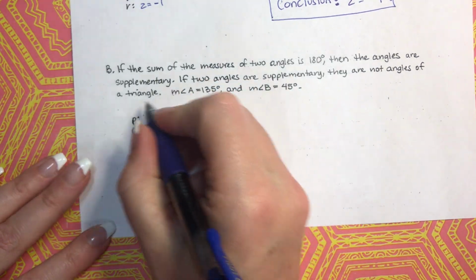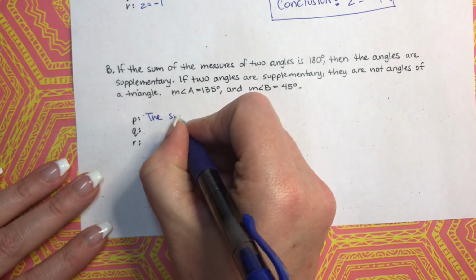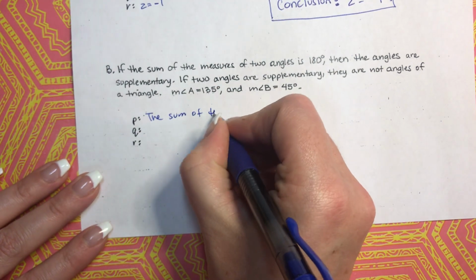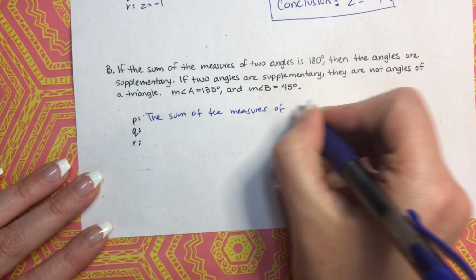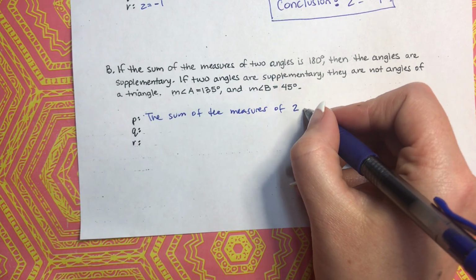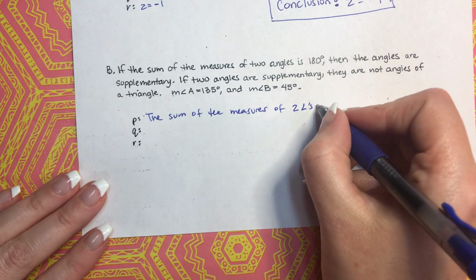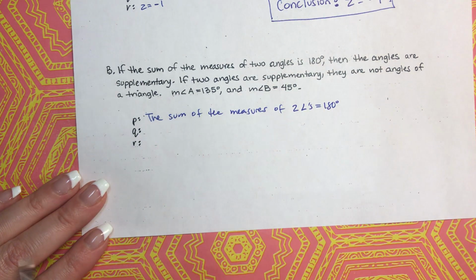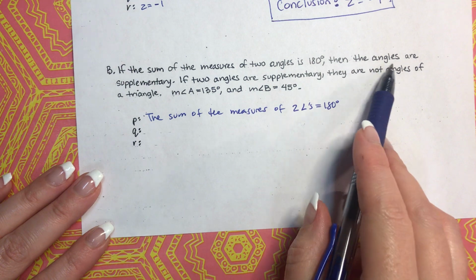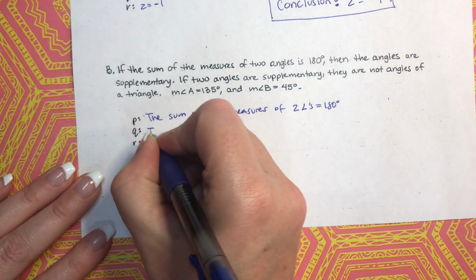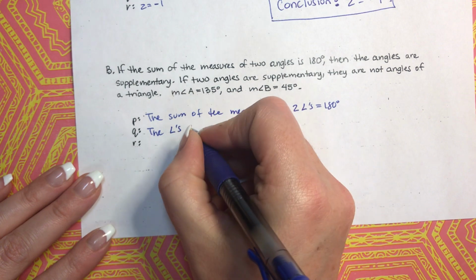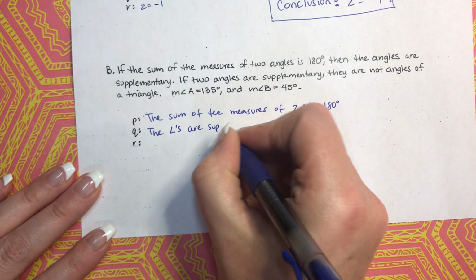So let's say the sum of the measures of two angles equals 180 degrees, then the angles are supplementary.